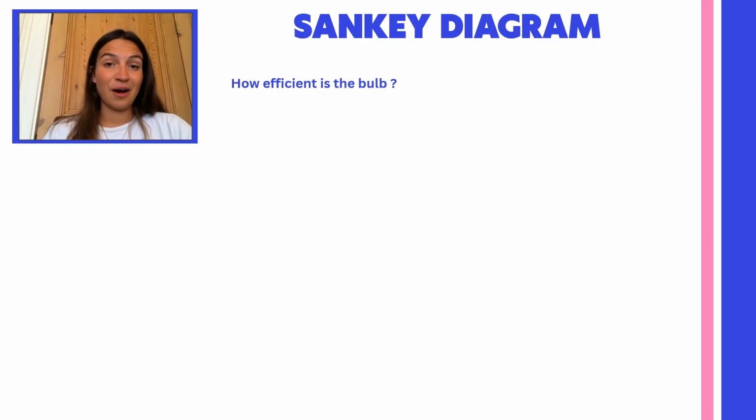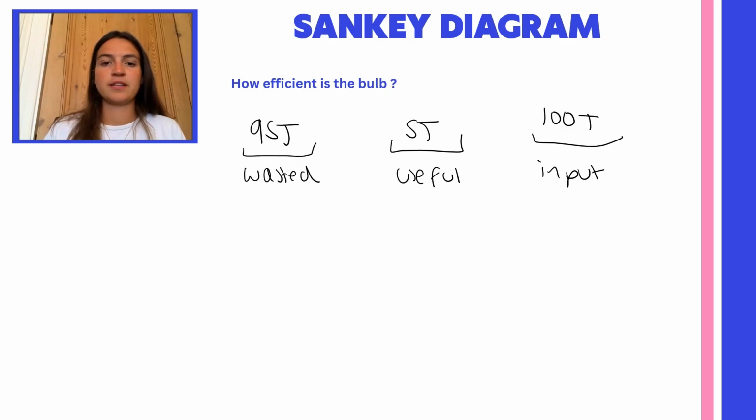Okay, now I'm asked how efficient is the bulb, so I'm just going to bring those numbers over from the slide before. We had 95 joules wasted to the room, 5 joules useful light from the bulb, and 100 joules that was being inputted into the bulb.